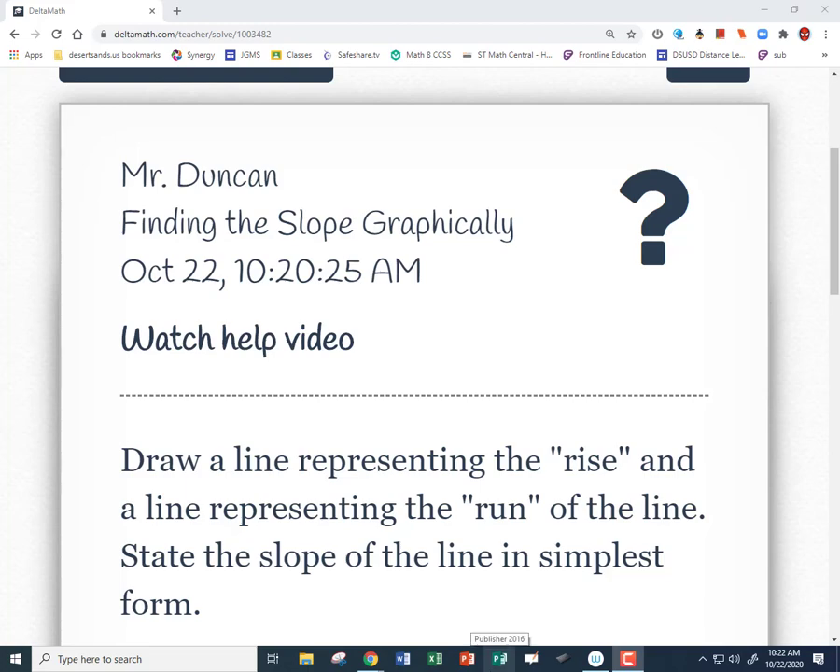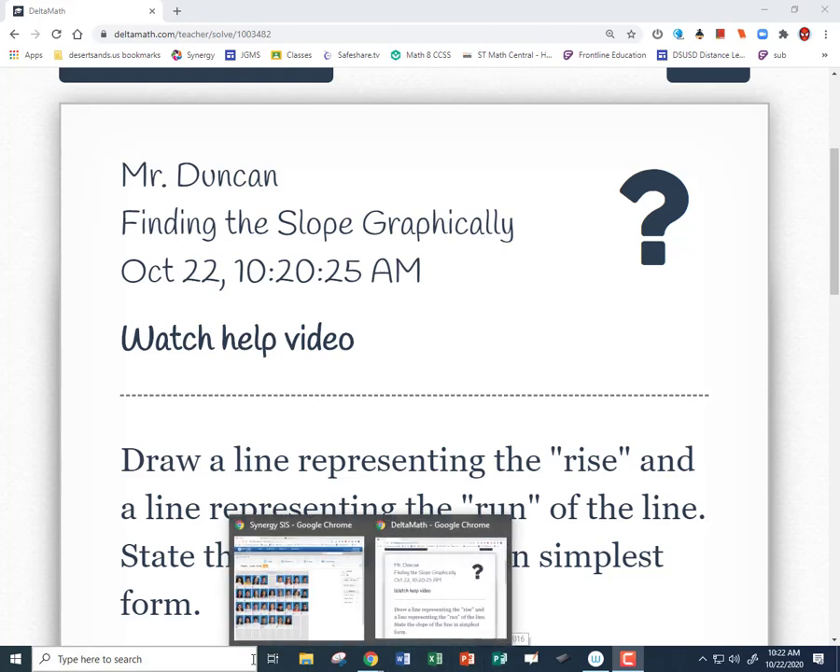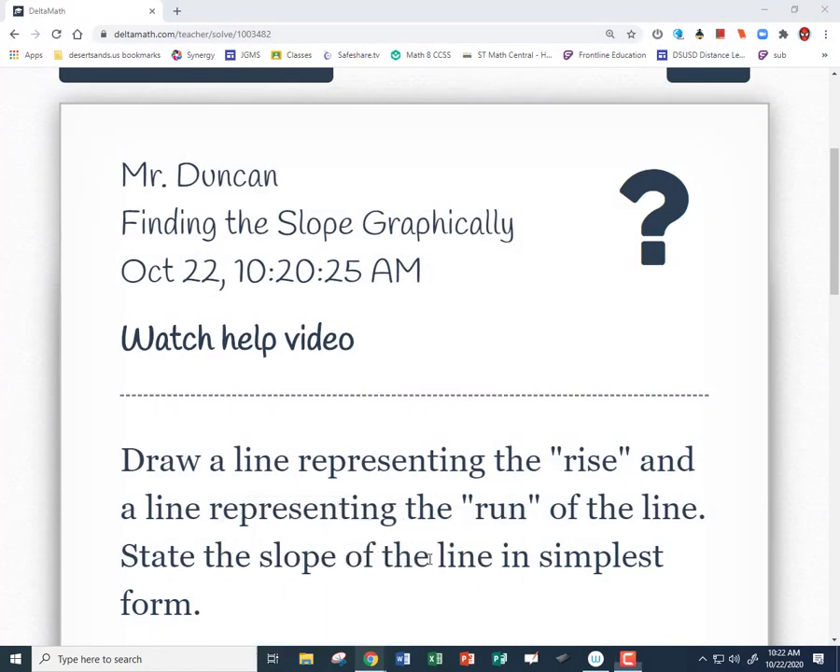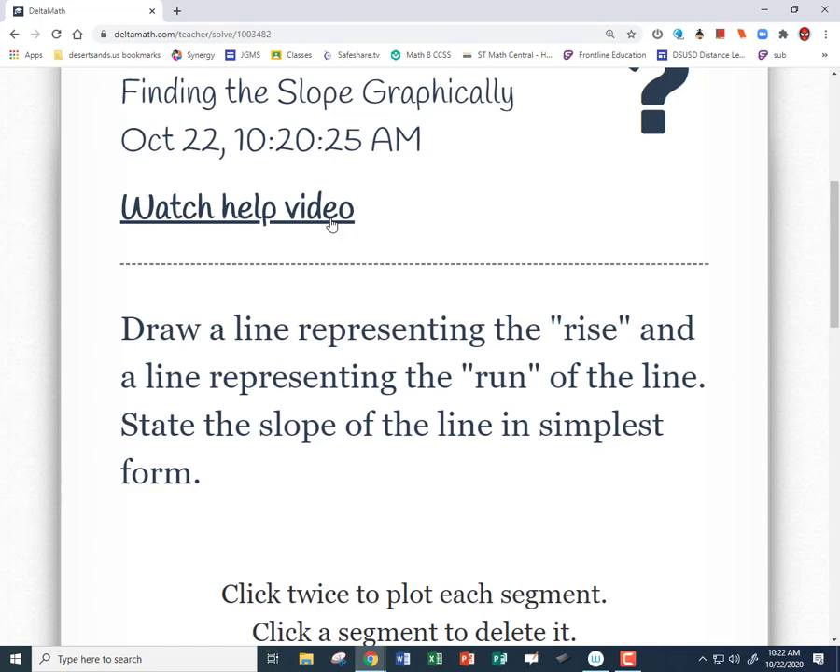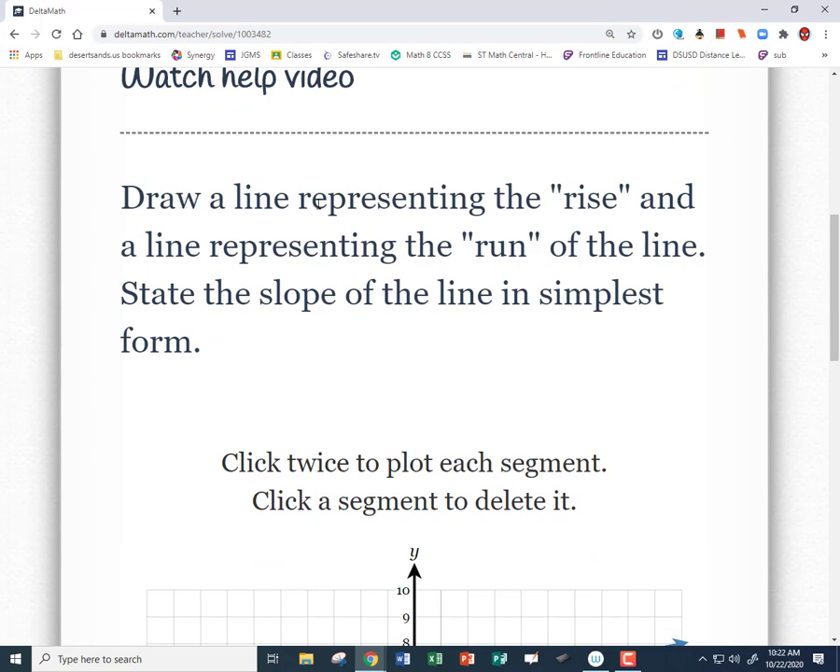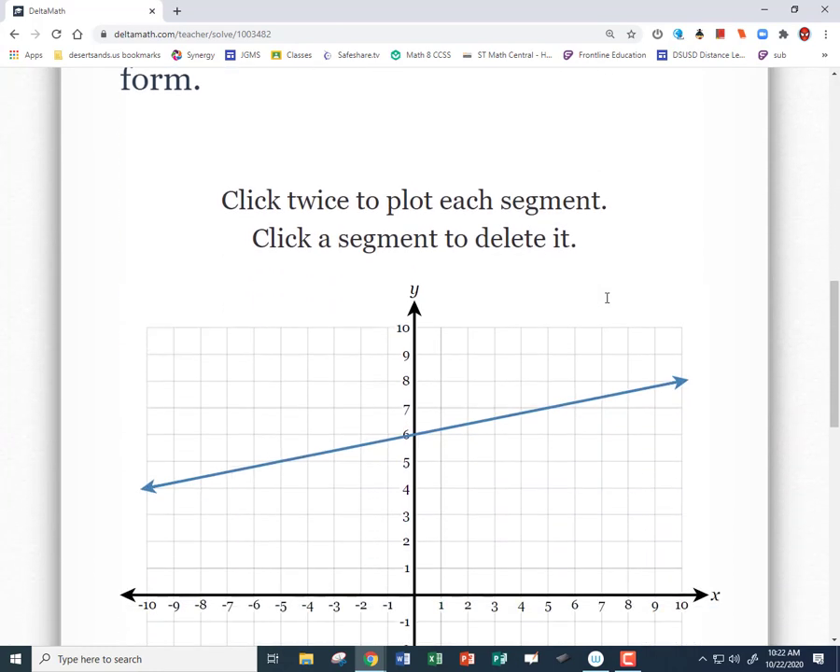Alright, so this is my attempt at showing you a video for finding the slope graphically. There is the watch help video in Delta Math. You can watch his. It is helpful. He'll go a little bit further in depth. Here are the instructions. Draw a line representing the rise of a line and a line representing the run of the line. State the slope of the line in simplest form.